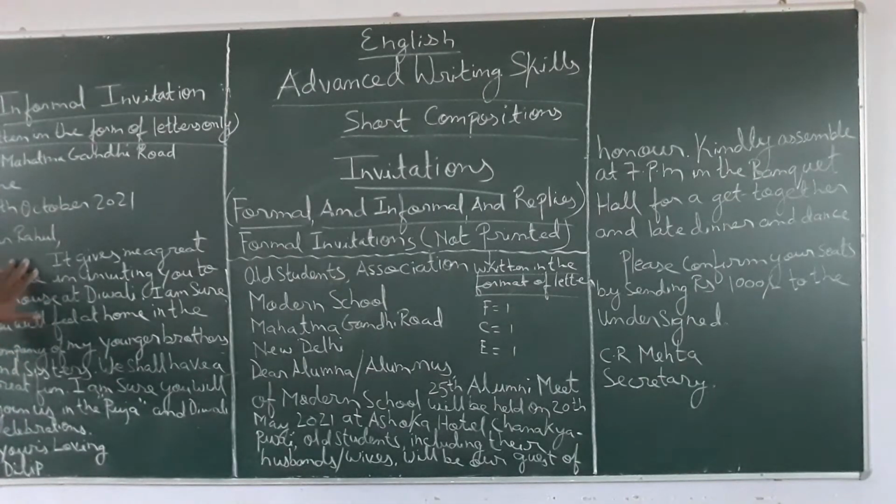Now you are starting the structure, the body of the invitation. How the body of the invitation should be written in the form of a letter, I will be telling you now. Dear Rahul, comma. Just below the comma, you will give the body of the invitation. You will start like this: It gives me great pleasure in inviting you to my house at Diwali.